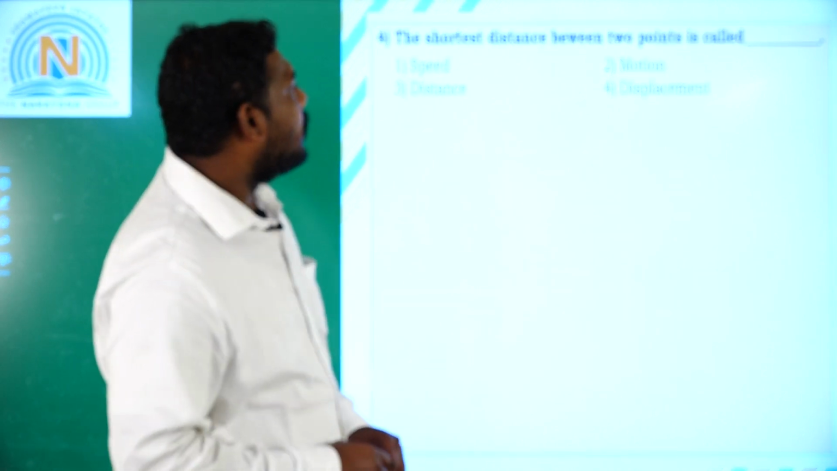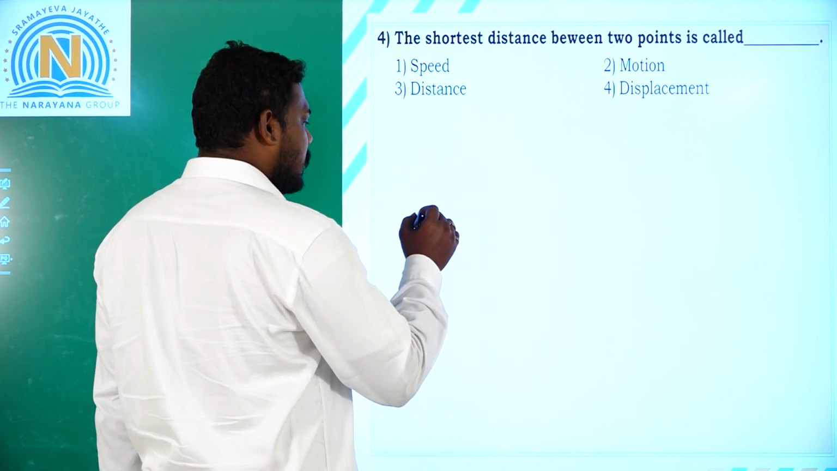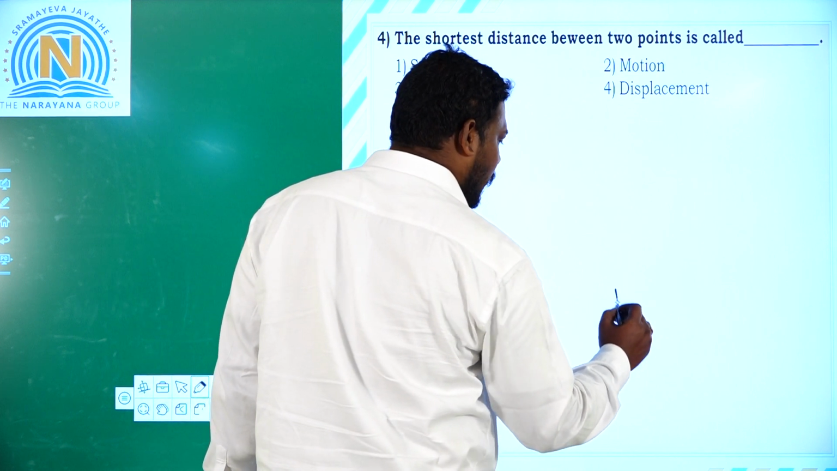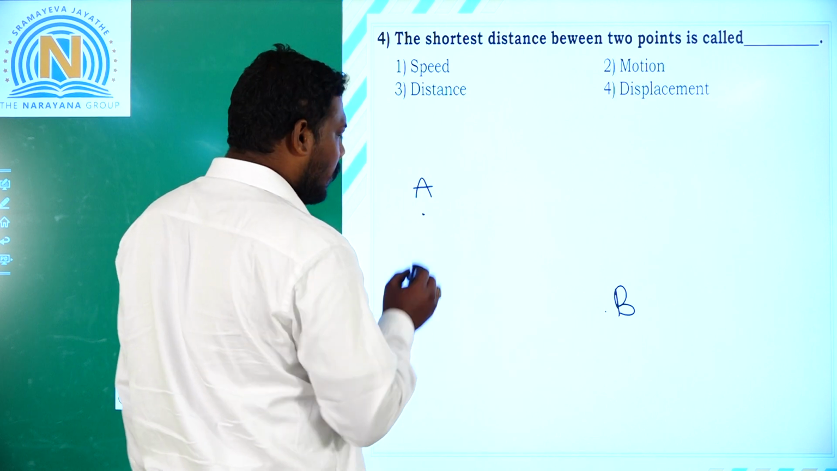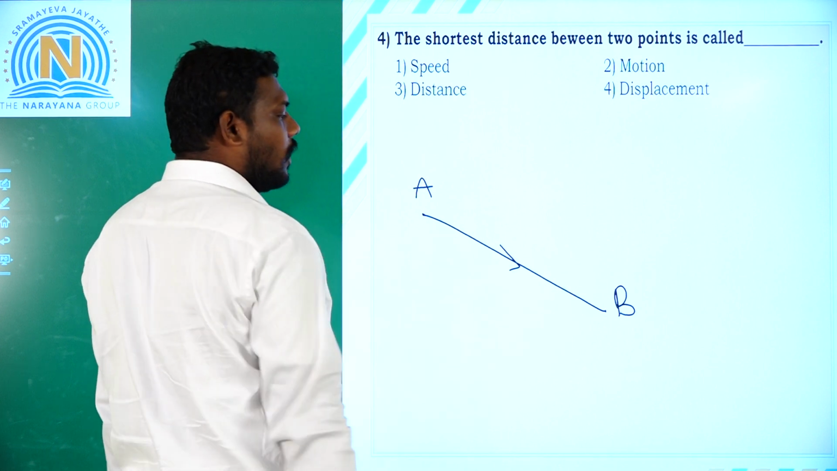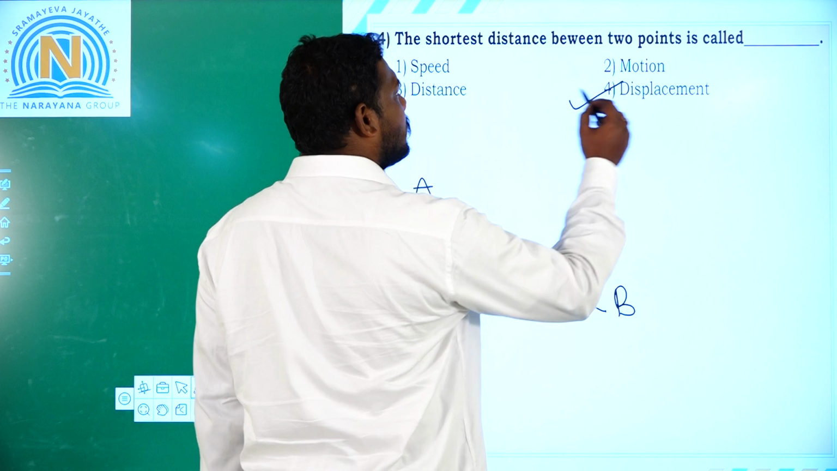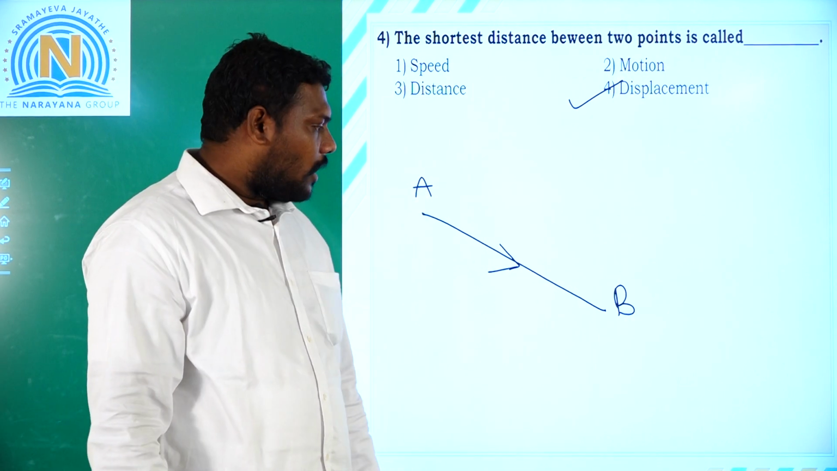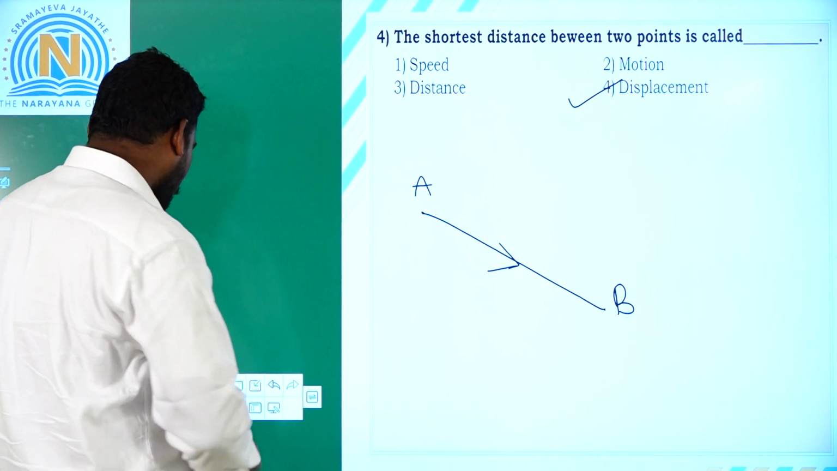The shortest distance between 2 points is called. Okay. Now there are 2 points. Let us say point A and point B. Right. So there are so many paths to reach from point A to point B. But the shortest distance is called as displacement. It's called as displacement. The shortest distance between any 2 points is called as displacement. It is nothing but distance in a specified direction, right? So next, the last question.